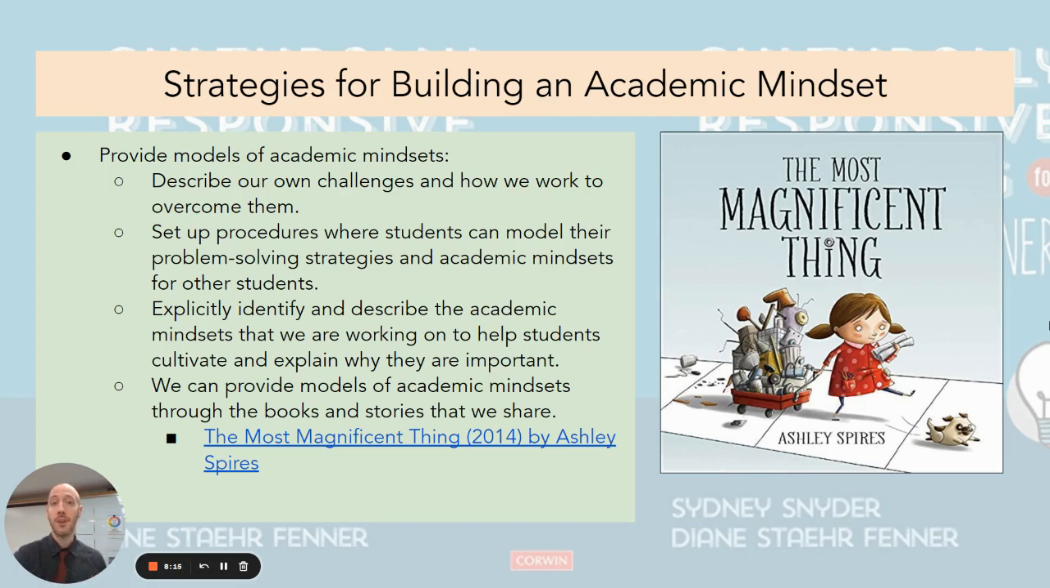And we can provide models for academic mindsets through different books and stories that we share. For example, and I have the book in the picture here if you'd like to check it out on Amazon. In the book, The Most Magnificent Thing by Ashley Spires, the main character perseveres through multiple failed attempts to build a device that she has imagined.